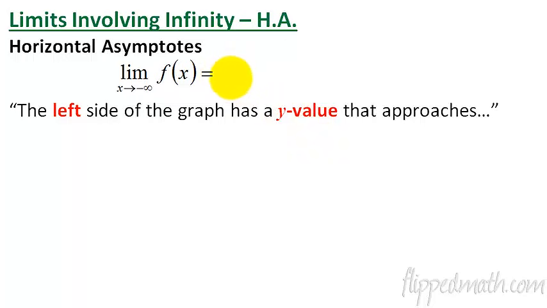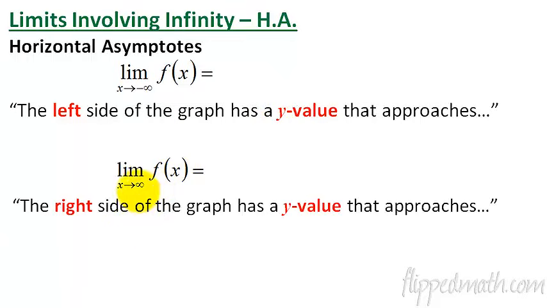So whatever our answer is here, if I just throw in, I don't know, negative 21, that means as you approach on the left side of the graph, if you go way off to the left, the y value is going to get very close to negative 21. Here we have x approaching infinity, and so x being closer and closer to infinity means we're going to the right side of the graph. If we have an xy coordinate graph, we're going way off to the right. So the right side of the graph has a y value that gets closer and closer to a number. Hopefully that makes a little bit of sense.